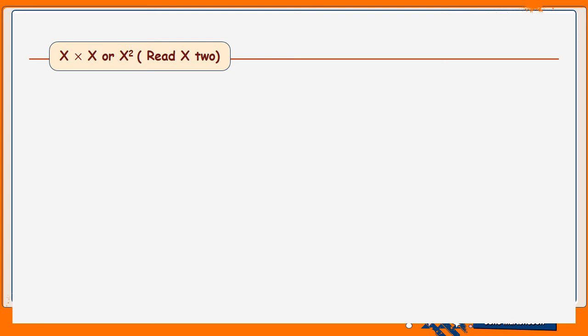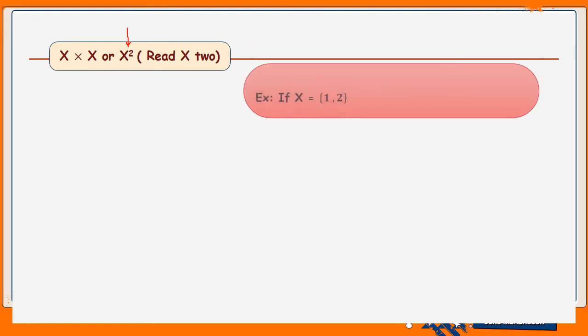X cross X, or X², should not be read as x to the power 2; read it as x squared. From this example, if x equals the set {1, 2}, we want to have x². x² means we have another x. The set of x will be {1, 2}.